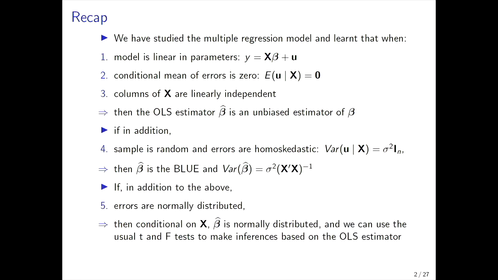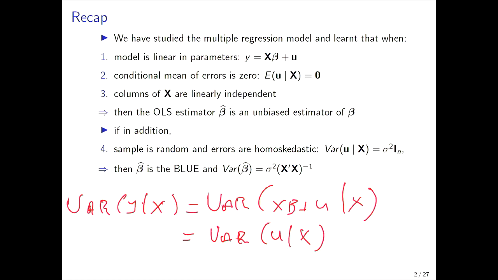Okay, so heteroskedasticity arises when the variance of the error term is not constant across observations, or equivalently, when the variance of the dependent variable y is not constant across observations.